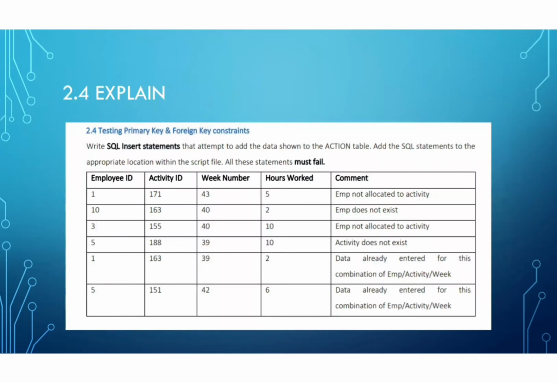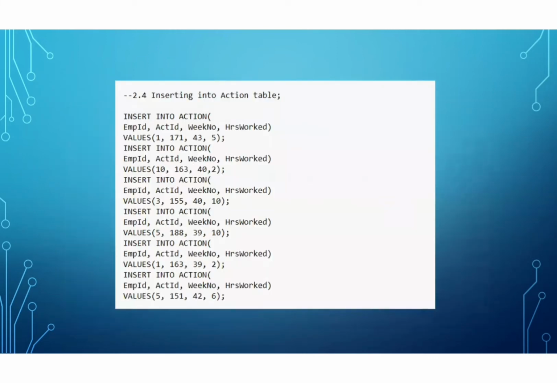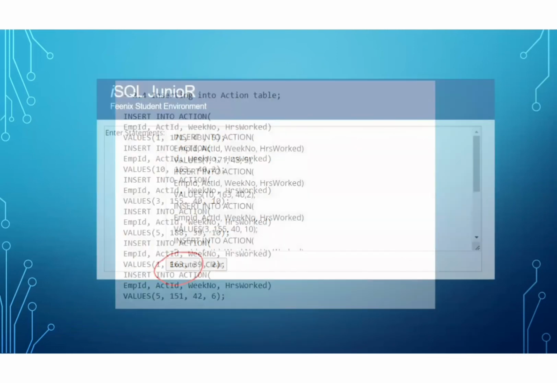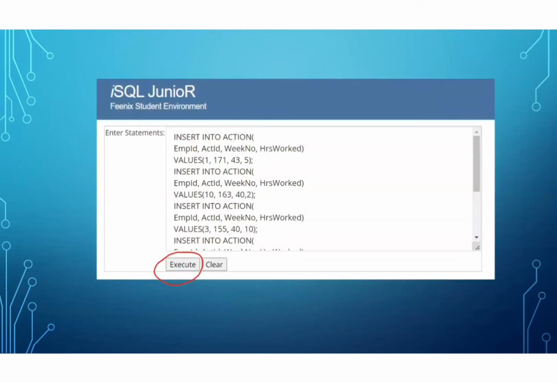Write an SQL INSERT INTO statement that attempts to add the data shown to the action table. And this is the table. It also has the data. So this is the SQL code. Insert into is used for it, and select the relevant attributes and enter the result. That means data. And we must use semicolons, commas, brackets, and we copy and paste it into iSQL*Plus Junior and execute.